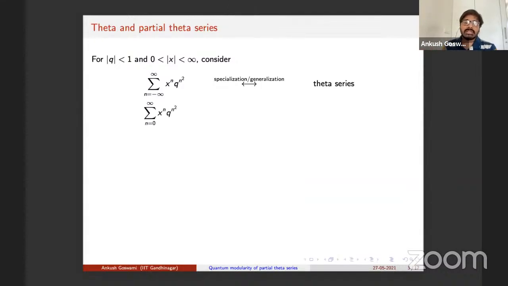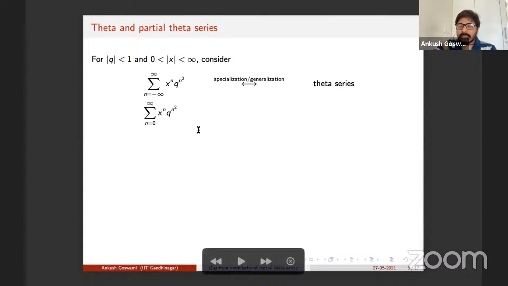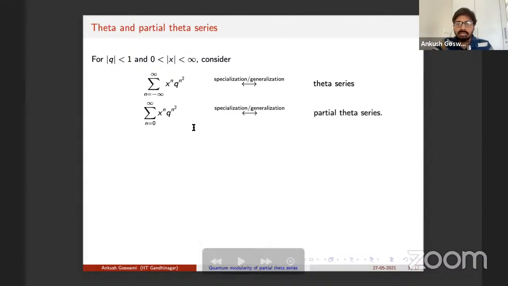Similarly, a partial theta series is defined in a similar way, except that now the variable n runs from 0 to infinity instead of running from minus infinity to plus infinity. And you can again consider a specialization or a generalization of this series, and this will be called a partial theta series.